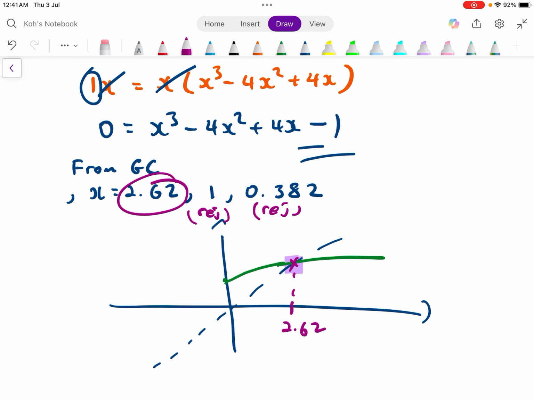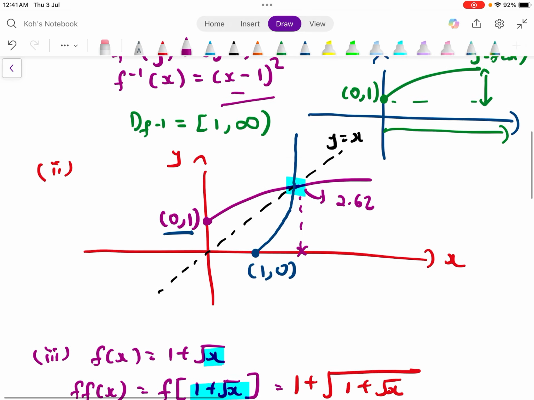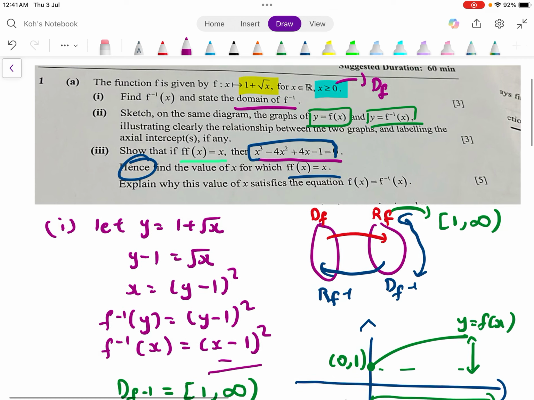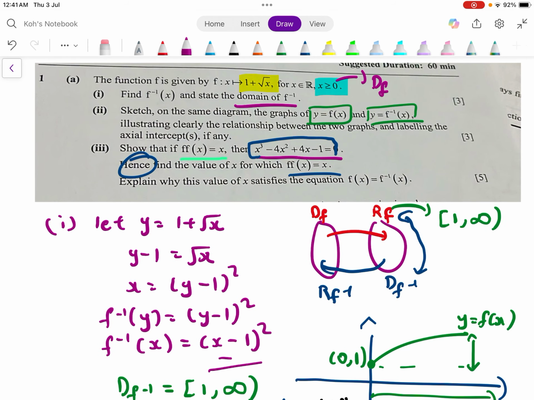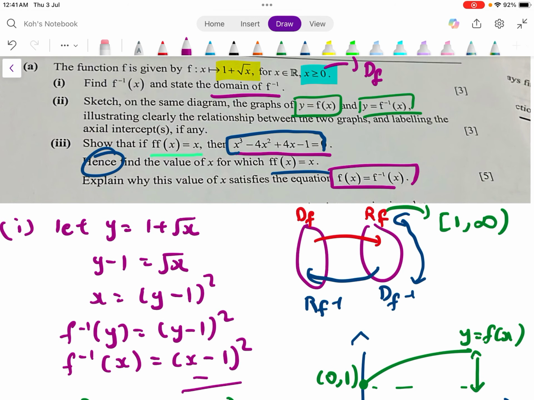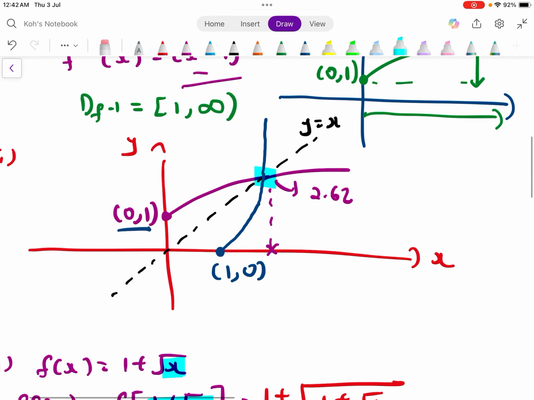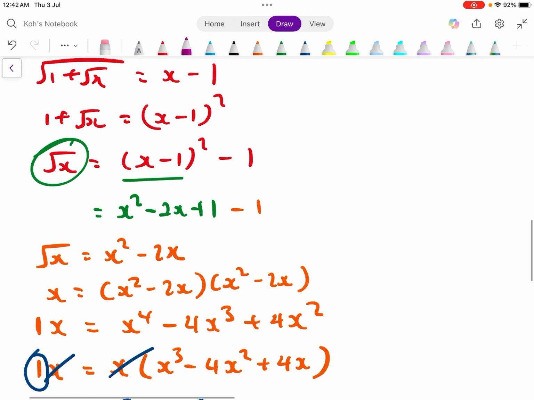Okay. After I get 2.62, how do I go to the last part? Explain why this value of x satisfies the equation f(x) is equal to f inverse of x. This just means the intersection between your f(x) graph and your f inverse x graph, which is what we found just now. Just now we found there's one intersection, and that intersection is 2.62. So the x value is 2.62, which is consistent with the ff graph.